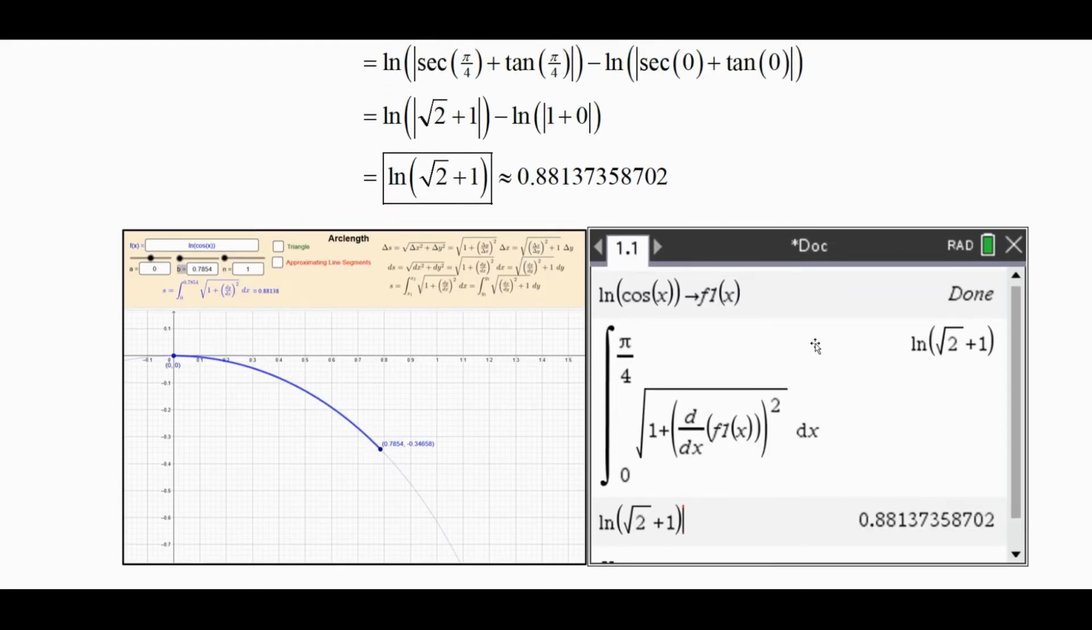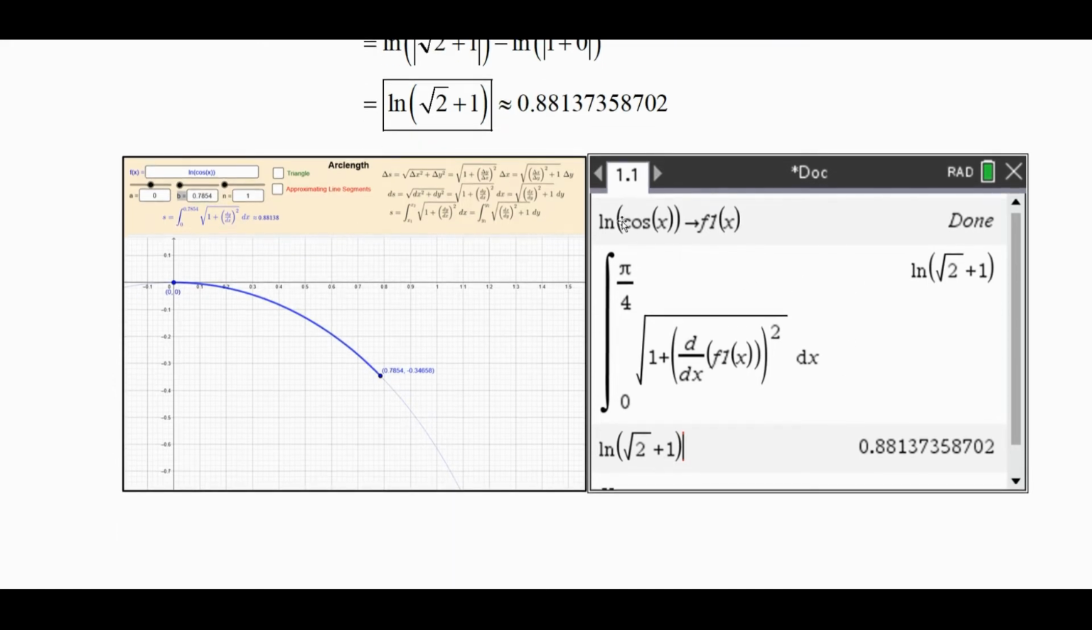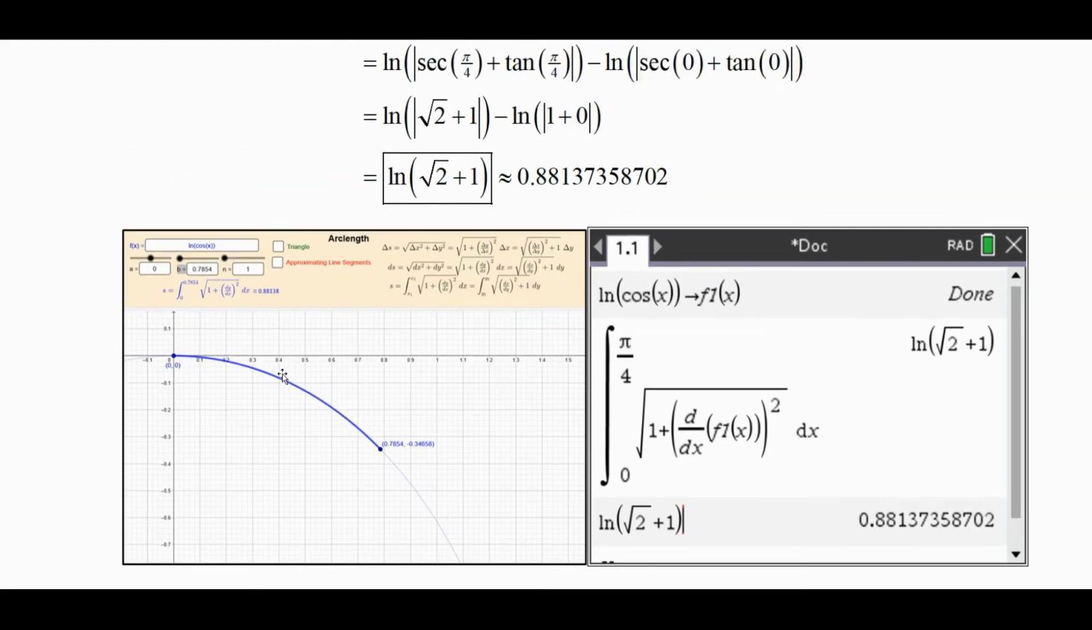And the TI-Nspire does it exactly. I took the natural log of cosine of x, stored that as f1 of x, so it would graph this right here if I go to the graphing window, and chose the appropriate size window.